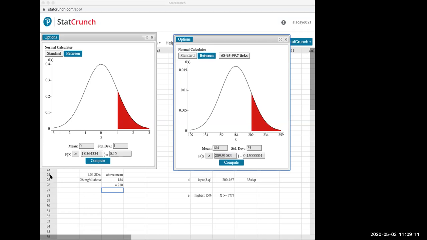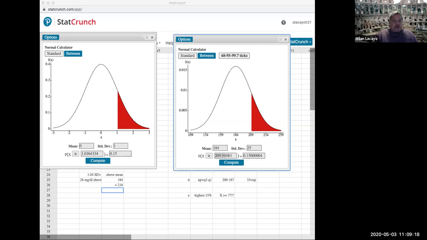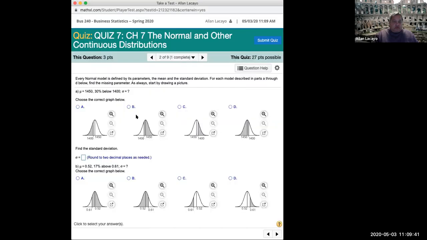The one you showed first, the every normal model is defined by its parameters. Mm-hmm. So in that question, what's happening is the following. You have something to find. So sometimes you're interested in finding the standard deviation. Other times you're interested in finding the mean. And we have a connection between all those things.